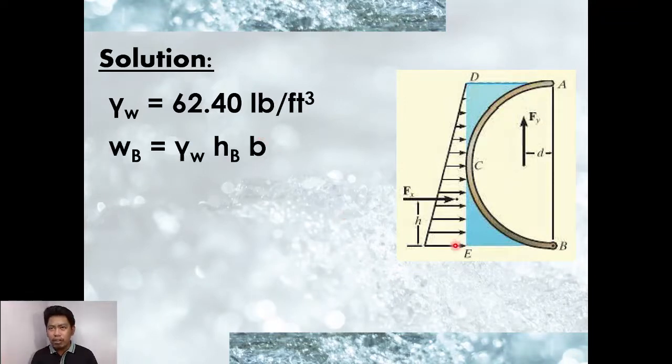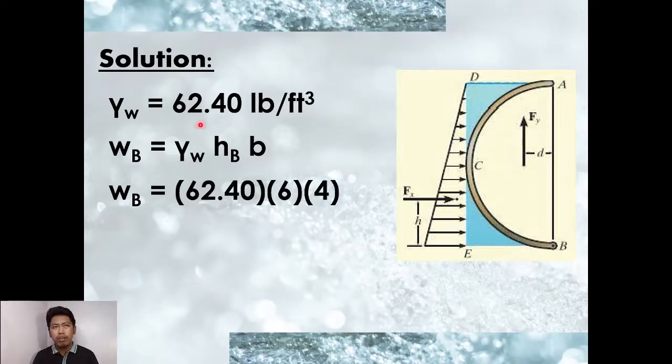Ano yung WB na ito? Kailangan natin yun to solve yung ating mga forces, specifically yung ating horizontal force. Ang formula is gamma ng water multiplied by HB. Ano ito, HB? Yung height. Since 3 feet yung radius natin, 6 feet yan. And the B, ito yung length, yung ating length na ina-analyze, yung 4 feet.